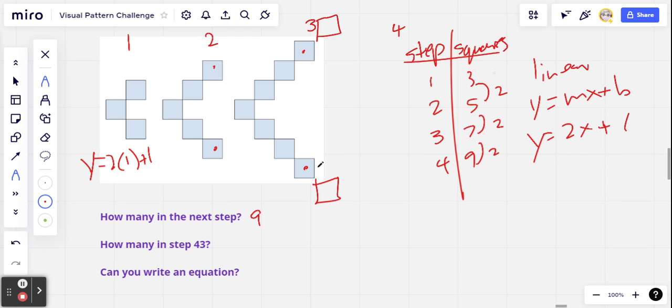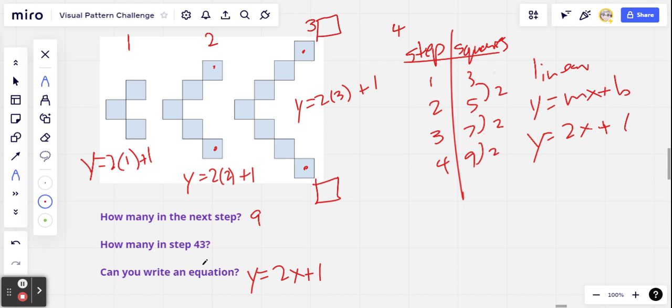It's 1. Let's make sure that works with the next step. So y equals 2 times step 2 plus 1. 2 times 2 is 4 plus 1 is 5. Yeah, that's how many are there. How about step 3? y equals 2 times step 3 plus 1. 2 times 3 is 6 plus 1 is 7. Yeah, there are 7 in step 3. So this equation looks good. y equals 2x plus 1.